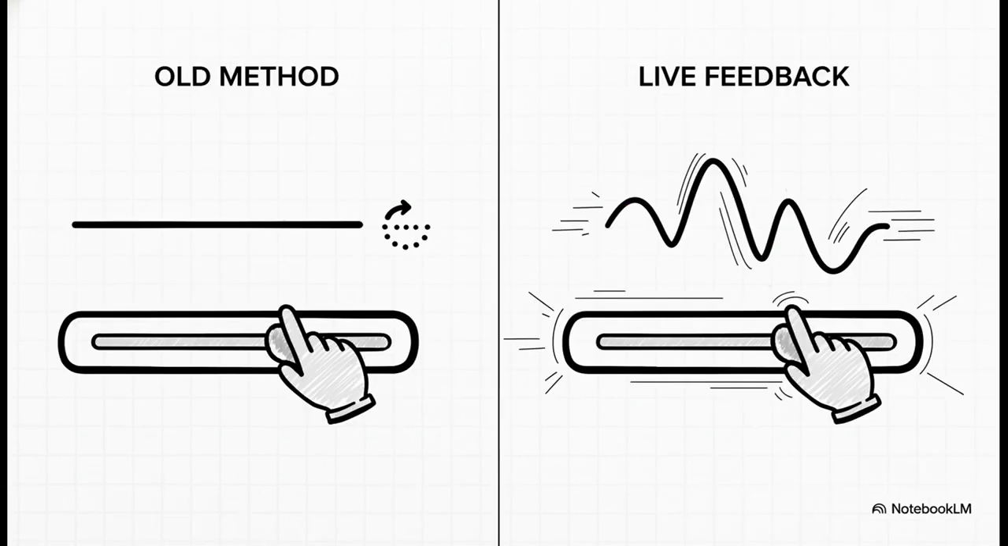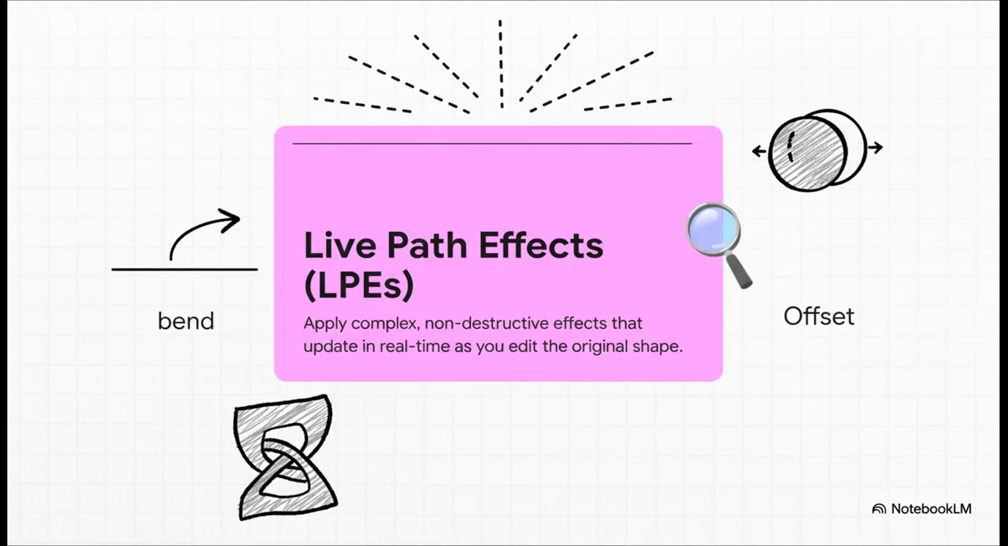All right, next up, think about experimenting with different effects. The old way was always this slow process of trial and error, wasn't it? You'd apply an effect, see how it looks, undo, tweak it a little, apply it again. Ugh. But what if that whole process could just happen live? And that is the absolute magic of live path effects, or LPEs. These are these awesome, non-destructive effects.